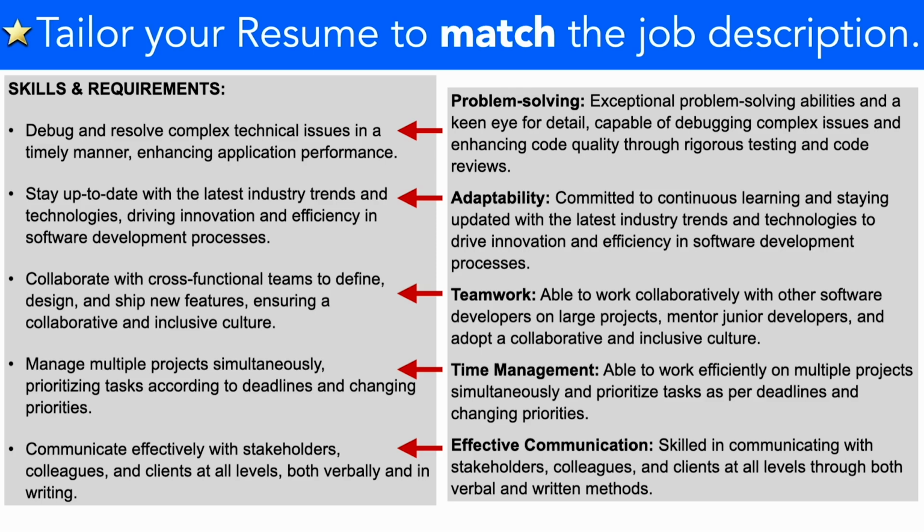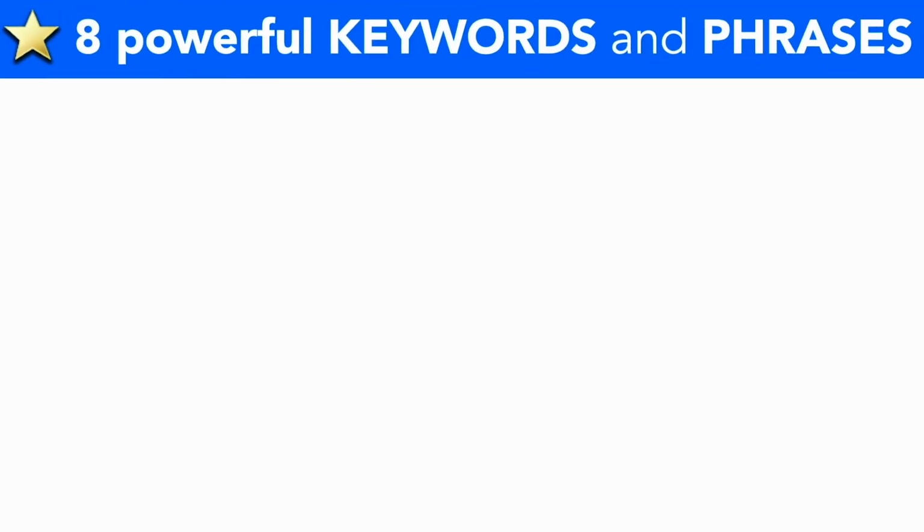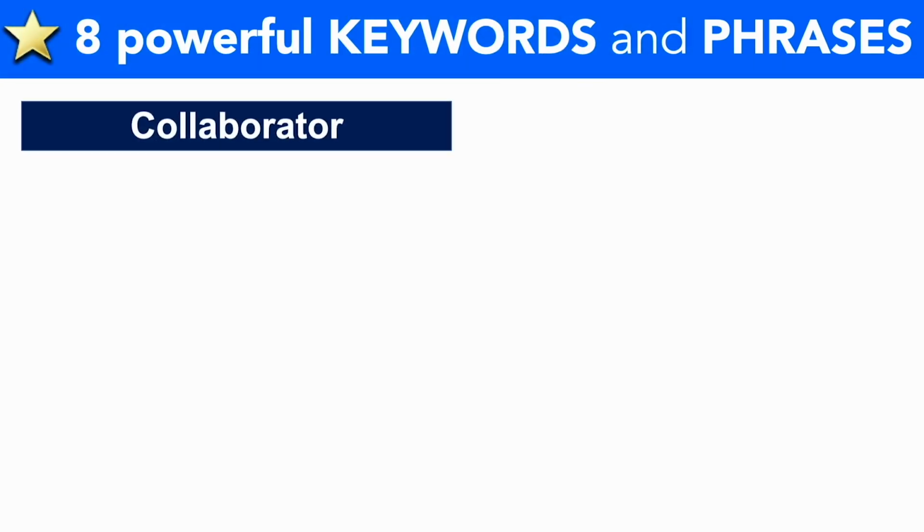So as you can see, this is a real simple thing to do, but it will get you noticed and make you stand out when you submit your resume. Now, here's those 8 powerful keywords and phrases to include throughout your resume. Keyword number 1 is collaborator.